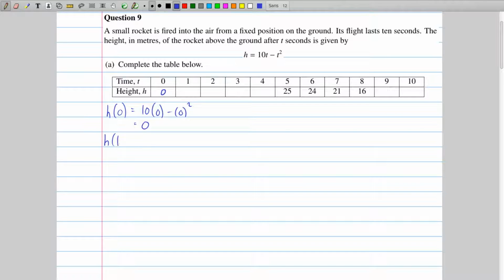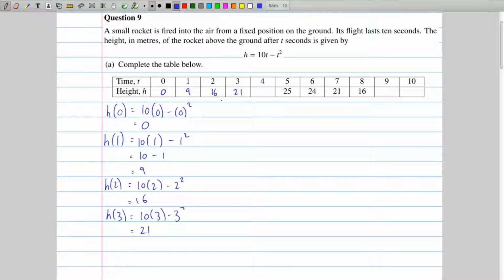What if we try time is 1 second? We say 10 times 1 minus 1 squared, and that's going to be 10 minus 1, which is 9. So you put a 9 into that table. So let's put in a few more. We do h of 2. That gets us 10 times 2 minus 2 squared, which turns out to be 16. h of 3 is 10 times 3 minus 3 squared, which is 30 minus 9, and that is 21. So you can put 21 in there.